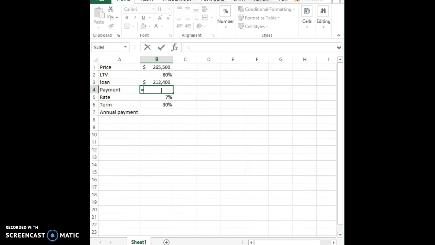So to do payment, you have to do PMT, the payment function. First you start out with the rate, which is 7% divided by 12. Next is number of years, which is 30 times 12. The present value is the loan amount. You're going to close that up and hit equal. I made a mistake. Make sure you put down 30 instead of 30%.